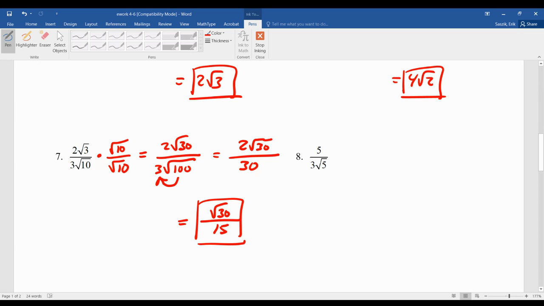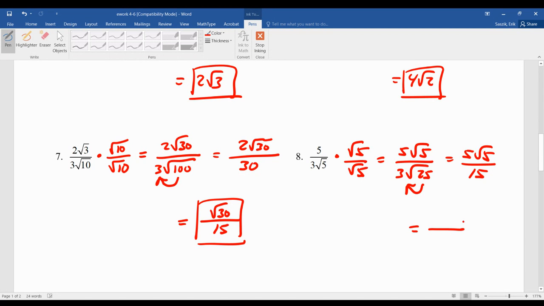Again, if you ever want to pause and try one yourself, you can. You know, this one's just like the one we did. If you want to pause it, give it a try and start the video in a moment, you certainly may. Multiply by root 5 over root 5. So the top is 5 root 5 over 3 root 25. Top stays the same. This becomes plain old 5, turns that 3 into 15, and we can reduce. 5 over 15 is invisible 1 over 3. And there you go.